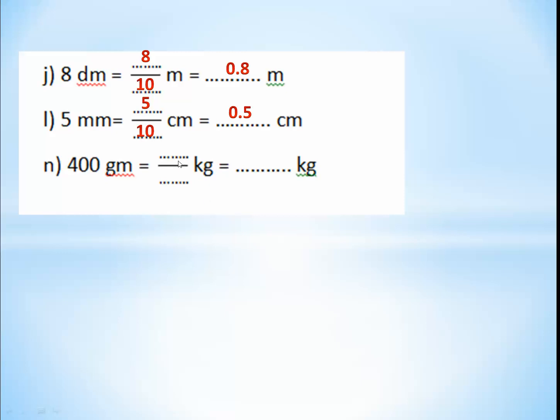400 gram to kilogram. It means over 1,000. It will be 400 over 1,000. Here we have 0 in the ones place and 0 in the ones place. Cross zeros with zeros. And 0 in the tens place, 0 in the tens place, cross these zeros. Okay, it will be 4 over 10, which is 0.4.